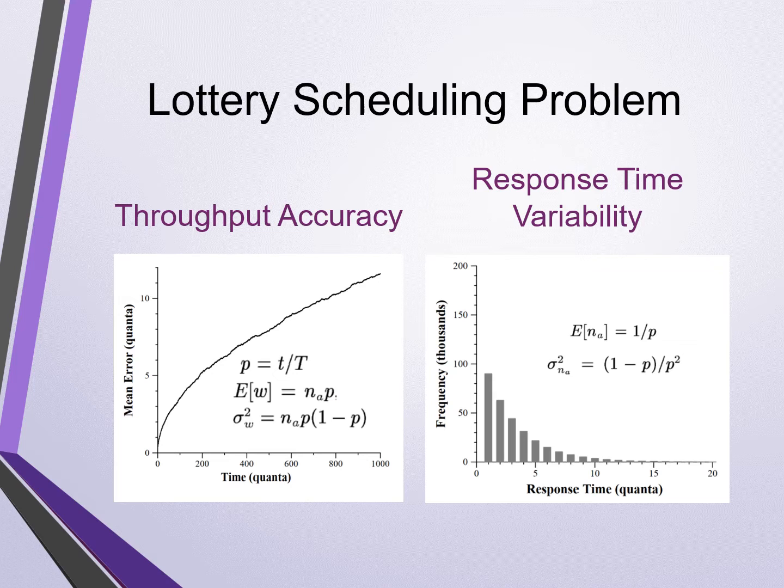Response time variability is another important performance metric, which we measure as the elapsed time from a client's completion of one quantum up to and including its completion of another. The expected number of lotteries that a client must wait before its first win is given by the top equation on that chart. It's equal to 1 over the probability, and you can see the variation there in the equation. As you can see, response time is widely distributed because of high variability.